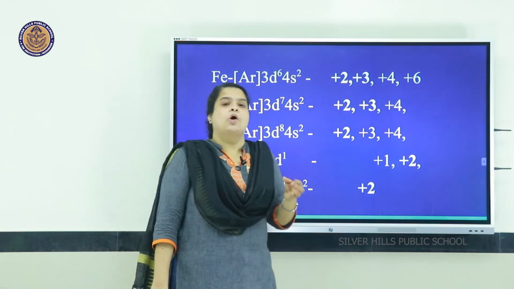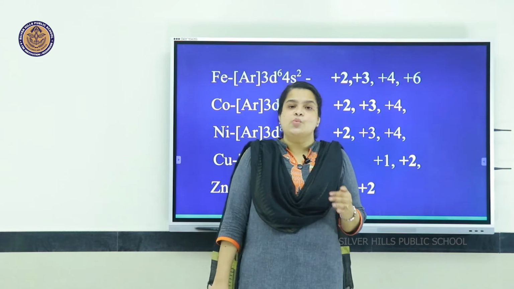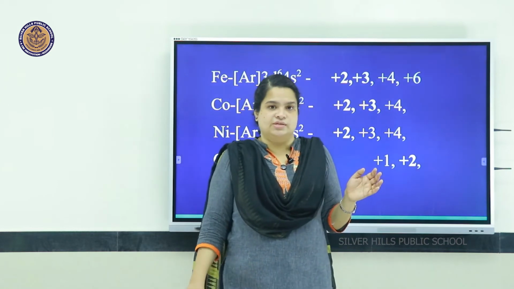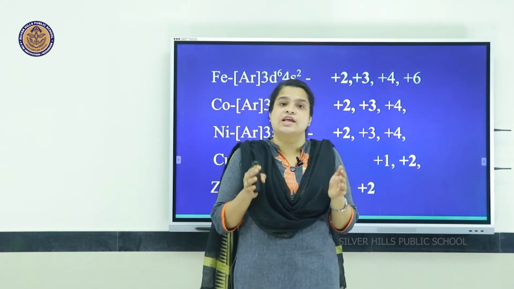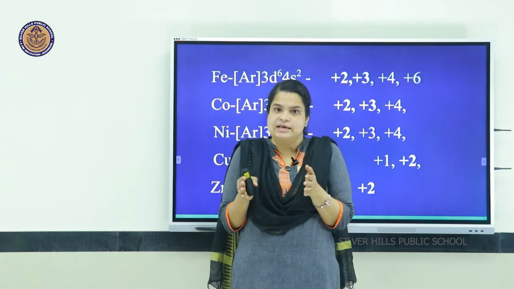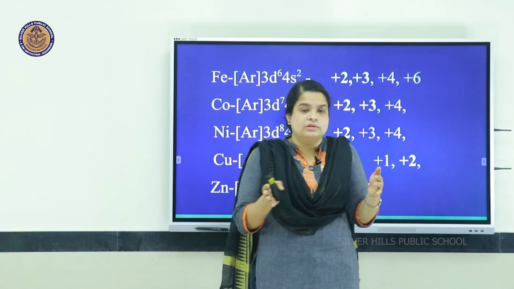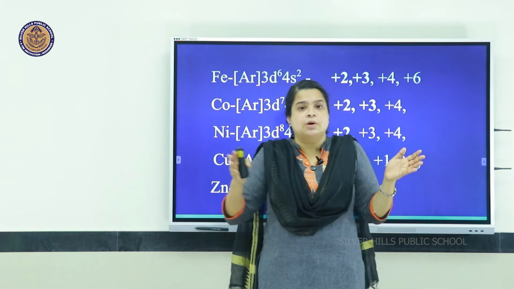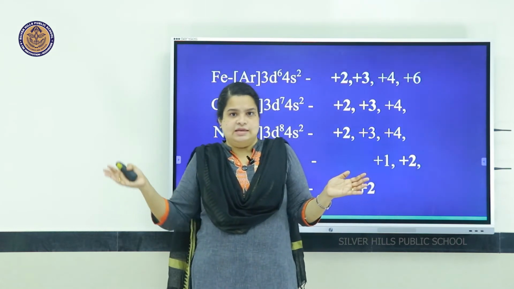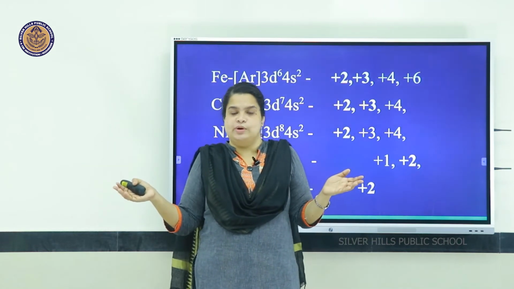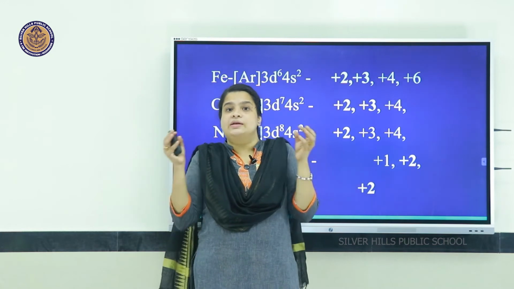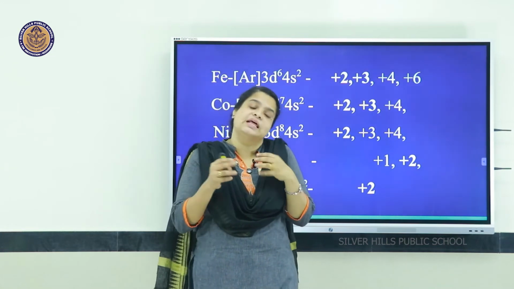This is one important point, that is when we move along the 3d series, the number of oxidation states in the beginning is less, then the number is more, then again it is less. That is at both ends, the left side and the right side, the number of oxidation states is less.